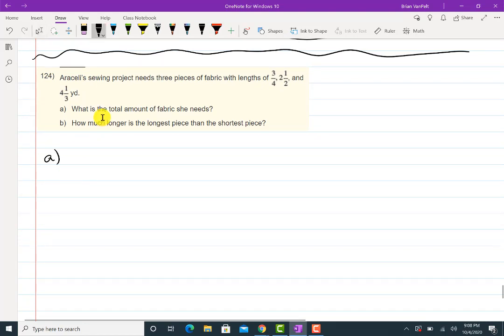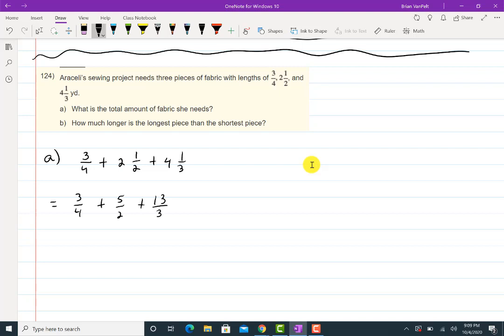Let's start with A. Aracelli's sewing project needs 3 pieces of fabric, and there they are. What's the total amount of fabric that she needs? I just add them up. So I'll do 3/4 plus 2 1/2 plus 4 1/3. I'm going to change everything to fractions. So I get 3/4 plus 5/2 plus 13/3. I'll leave it to you to come up with the reasons behind those.